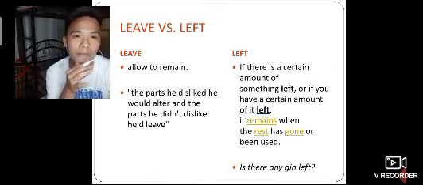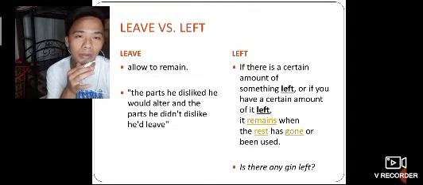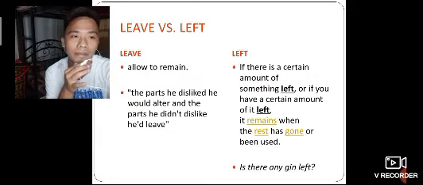Leave versus left. Leave: allow to remain. For example, the parts he disliked he would alter, and the parts he didn't dislike he'd leave. Left: if there is a certain amount of something left, it remains when the rest has gone or been used. For example, is there any gin left?